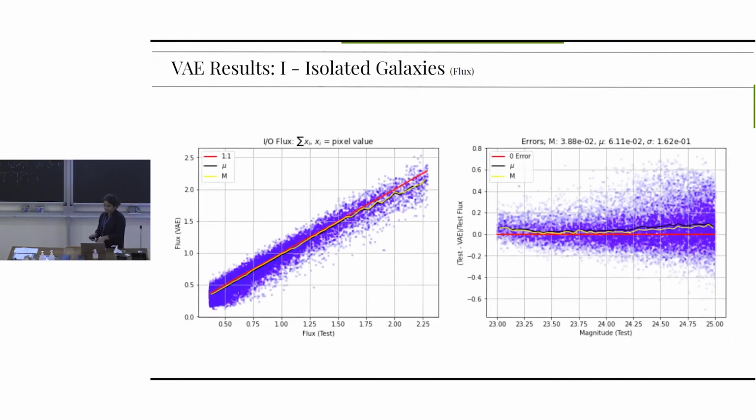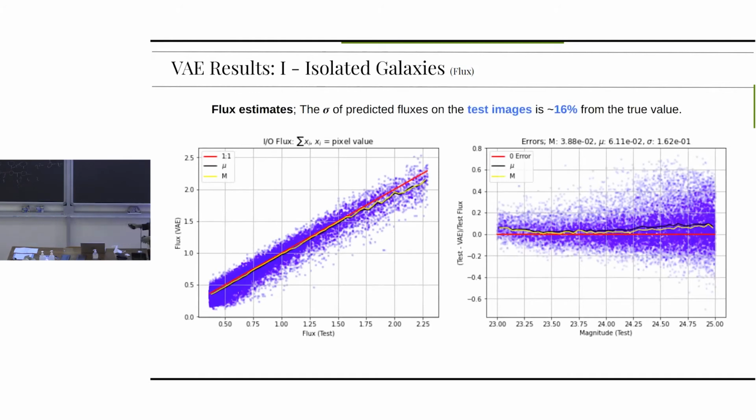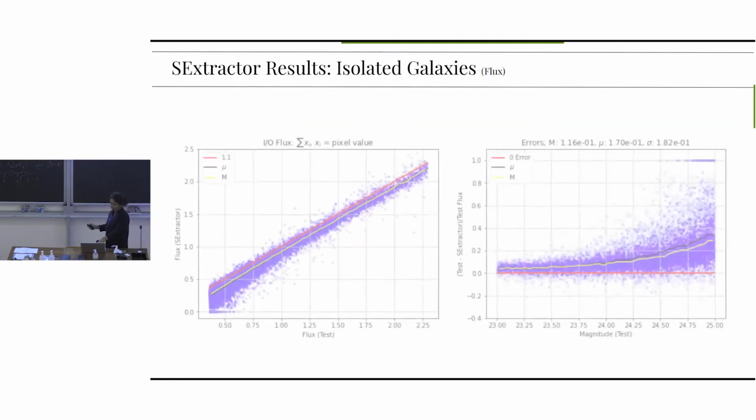So let's look at the flux estimates. Here on the x-axis, you have the flux from the test image. That's just estimated by summing the pixel values because the test images are without noise. And here you have the prediction from the VAE. This also, you can just sum the pixels because the VAE is also like a natural denoising algorithm. So there is a one-to-one correspondence and the errors are acceptable in terms of the standard errors that you get with SExtractor. So it's 16%, and we're going to look at next the results from SExtractor.